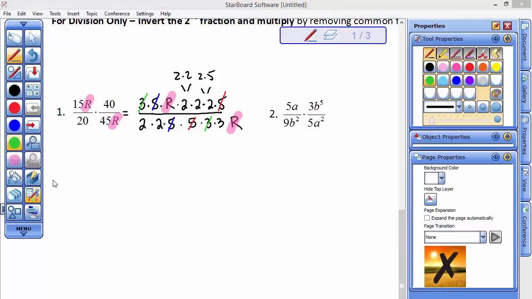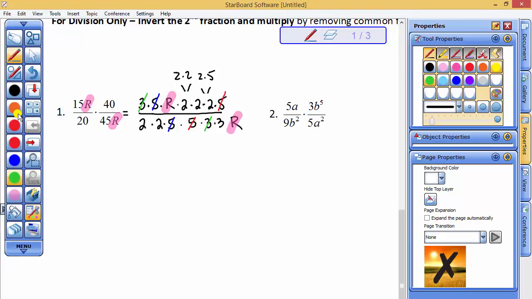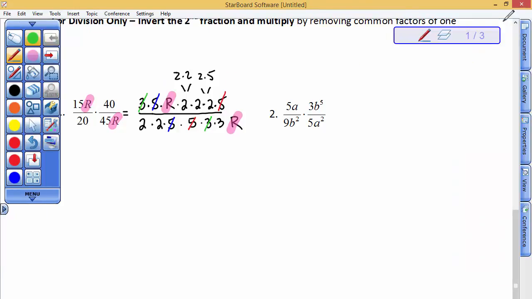I'm going to grab some more colors here. They're going to be very helpful for us. Let's grab a yellow. So I'm also going to remove a 2 on the top and a 2 on the bottom, and another 2 on the top and another 2 on the bottom. And let's see, what do I have left? R's are gone. I have just that 2 in the numerator. All these are crossed off, and just the 3. All of that reduced to 2 over 3.